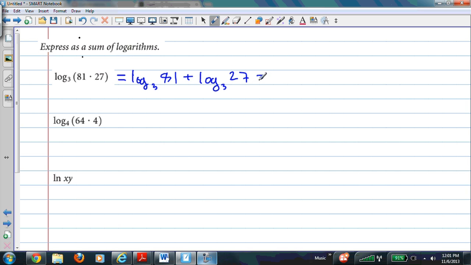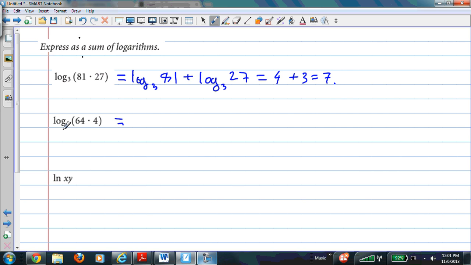I can actually take this further because log base 3 of 81 would equal 4 because 3 to the power 4 equals 81, while log base 3 of 27 equals 3 because 3 to the power 3 equals 27. So this expression actually equals 4 plus 3 equals 7.